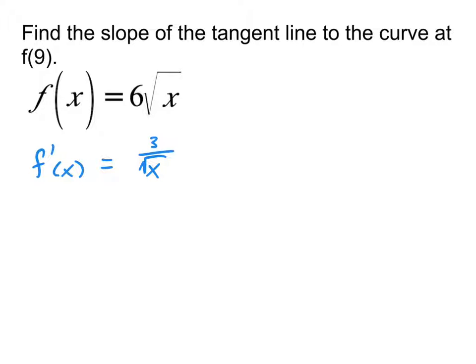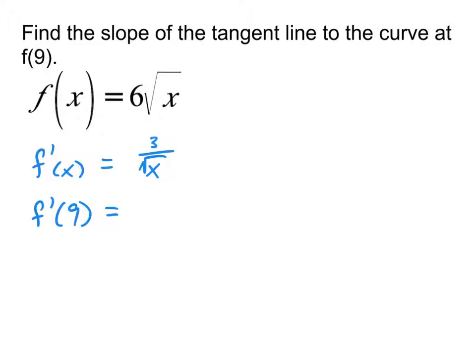And so what it's actually asking me to do then is figure out what is f prime of 9. That will be the slope of my tangent line. You might also write it as m for slope, if you wish. In this case, though, I think the f prime of 9 makes the most sense.